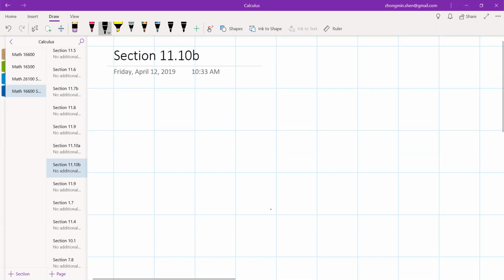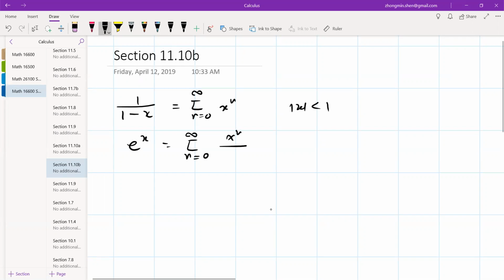series. The one is 1 over 1 minus x. We know that's going to be this, and the radius of convergence is 1. We also know that e to the x is going to be the sum of x to the n over n factorial, and this can be any x. So I just write in this form. Of course, when we differentiate or integrate the first power series representation, then we get others.